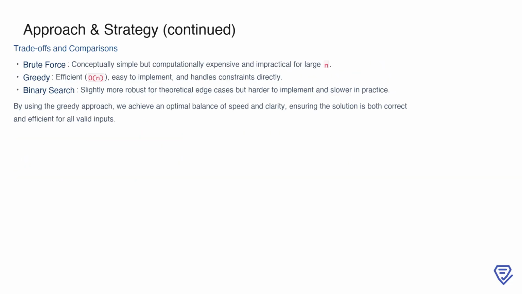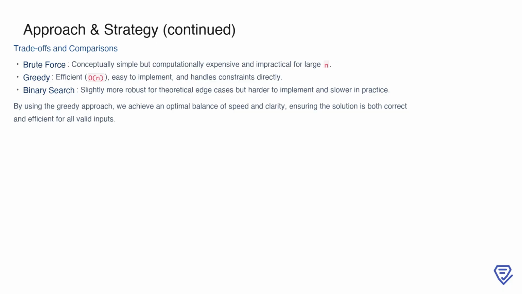When comparing the different approaches, each has its trade-offs. The brute force method is conceptually straightforward but computationally prohibitive, especially for larger values of n, due to its exponential time complexity. The greedy approach, on the other hand, is highly efficient with a linear time complexity of O(n). It is also relatively easy to implement and directly addresses the problem constraints without unnecessary overhead. While the binary search approach may seem more robust for handling theoretical edge cases, it is harder to implement and slower in practice, offering no real advantage over the greedy method.